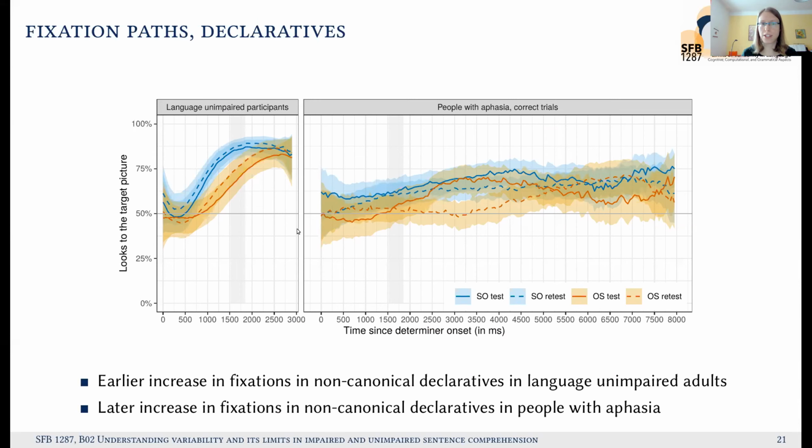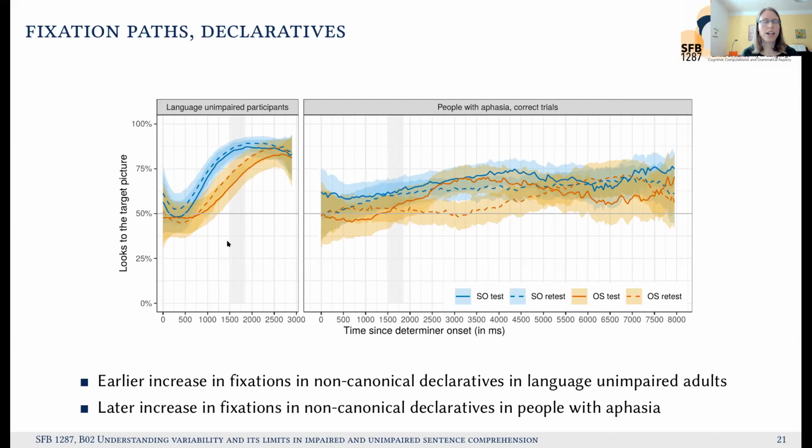and both participant groups start with about 50% looks to the target picture in the beginning, and that would be expected because at the beginning, the people do not yet know whether the target picture is the picture on the right or the left side, and therefore they look at each picture in equal proportions.